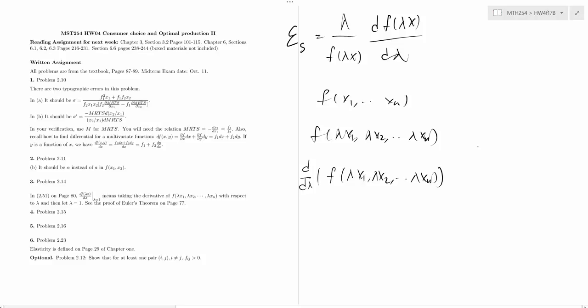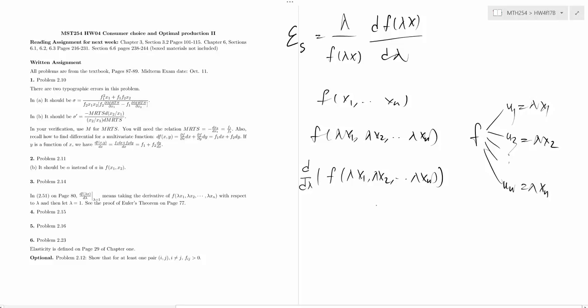And here is a rule. This is called the chain rule. F itself is a function of n arguments. So we have this one over here. We cannot really call this one x1 anymore. We can call it u1, u2, and un. And u1 is lambda x1, and u2 is lambda x2, and un is lambda xn.